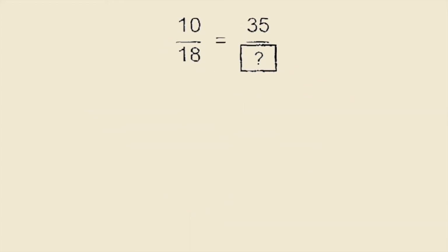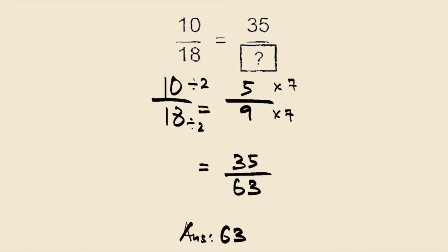Well, we have an equal sign here, but this 10 is not equal to the 35, is it? Okay, so some manipulation is required here. So I'll start off with 10 over 18. Now I'm going to divide by 2 both sides. Why? Because then it gives us 5 over 9. So why is 5 over 9 useful?